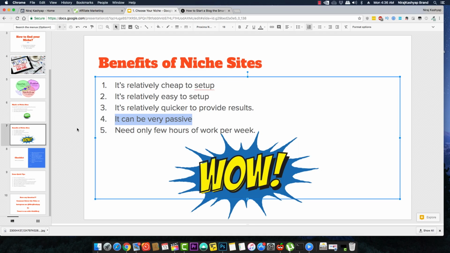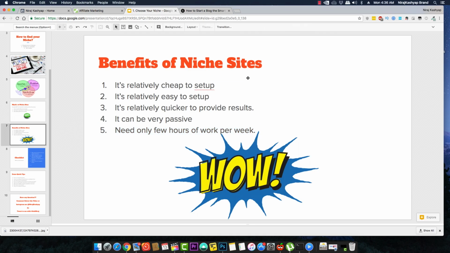And coming to the fifth point, it is just a few hours of work, as I have discussed now. So these were the benefits.